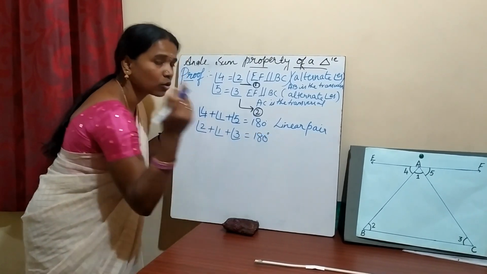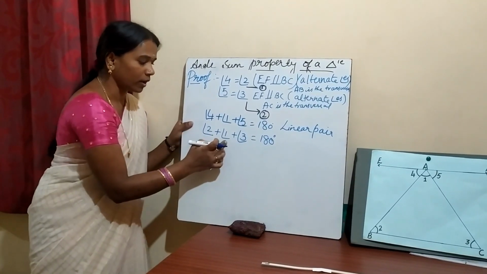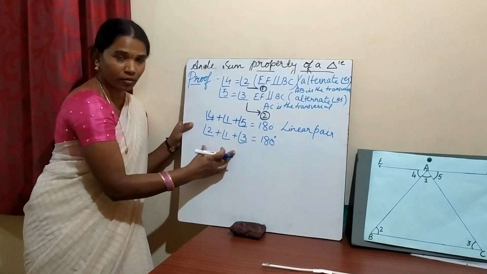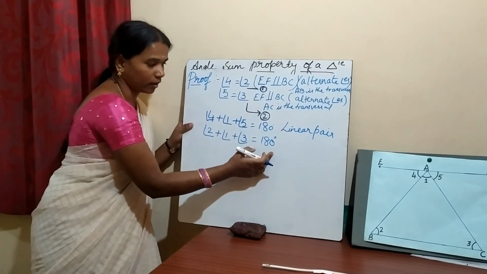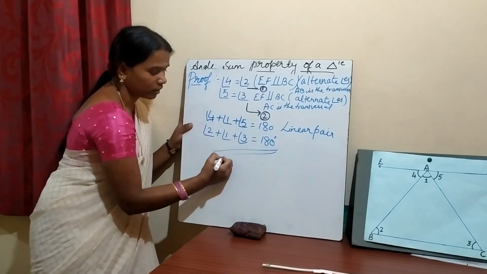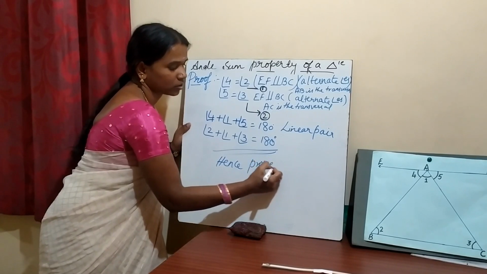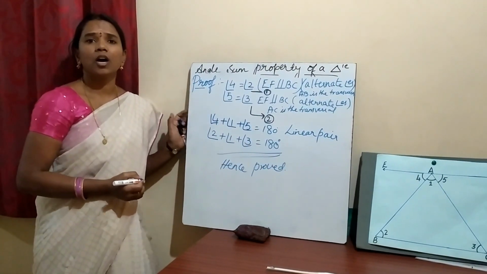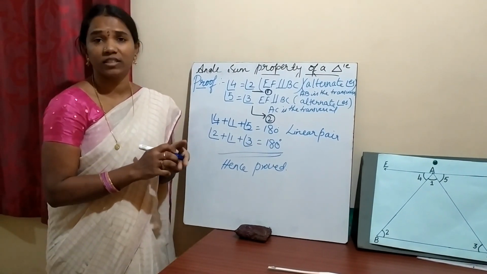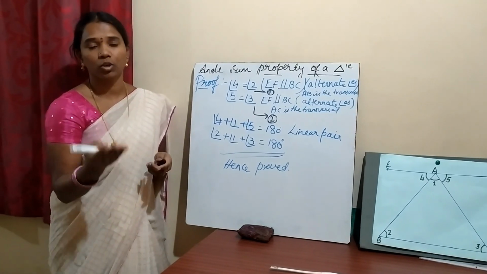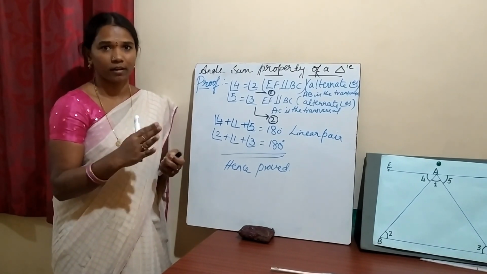Just recollect, what are we supposed to prove? Angle 1, angle 2 and angle 3: the sum of all three angles is equal to 180 degrees. So hence we have proved it logically. This is how we have to learn the logical proof of theorems without by-hearting. You need to understand the concepts clearly.